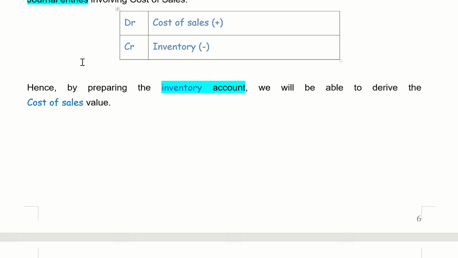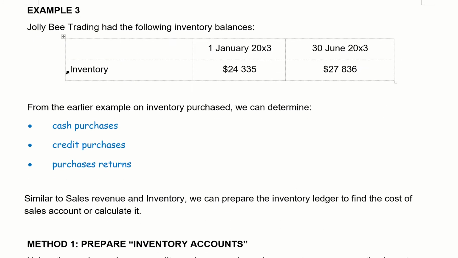So let's take a look at the next example, example 3. Now I have to emphasize again, example 1, example 2, example 3, they are all linked together. So later on, I will be looking at example 1 and example 2 to get some numbers from there. Alright, so you got the same company, Jollibee Trading. So Jollibee Trading had the following inventory balances.